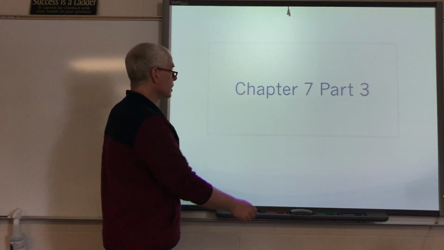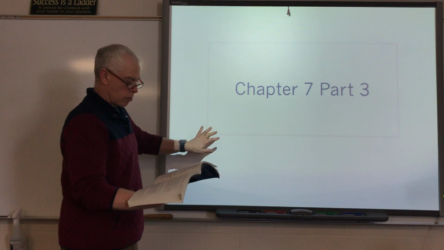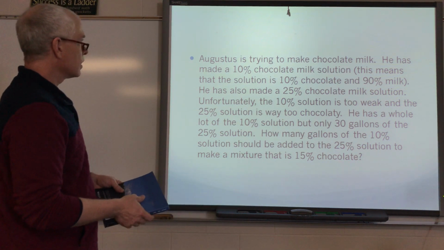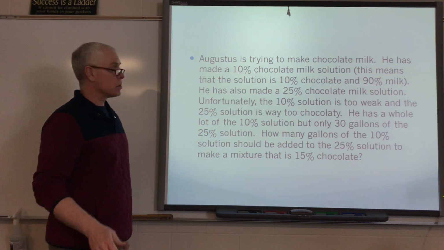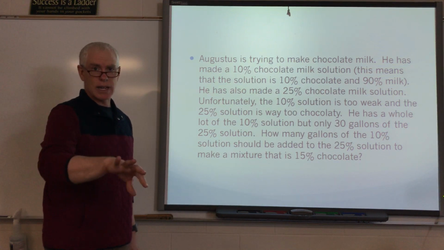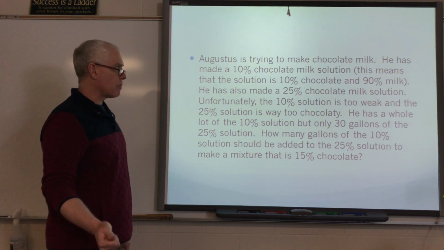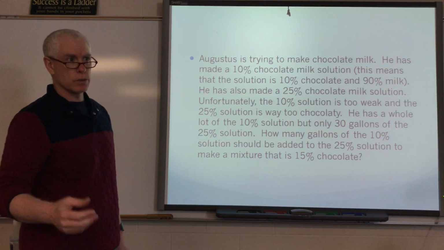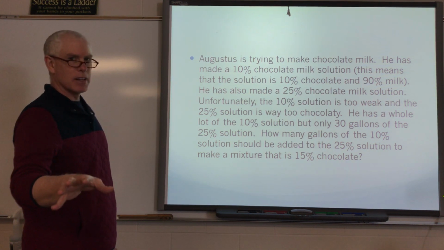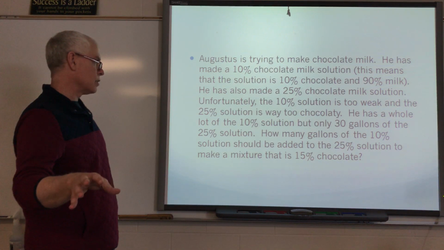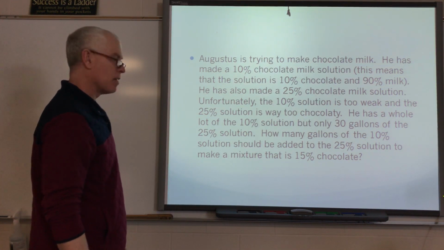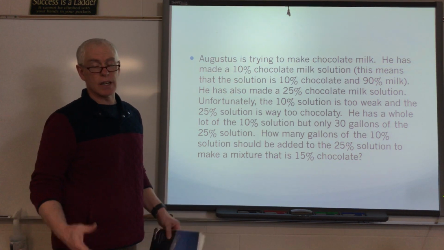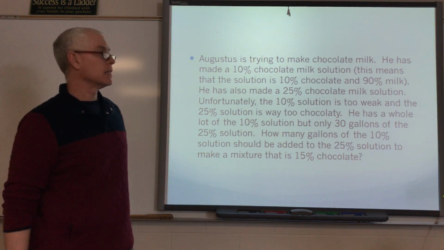So here we go. I am at present looking at page 186 in the Dawg's book. So let's go through this problem together. Augustus is trying to make chocolate milk. He has made a 10% chocolate milk solution, meaning there's 10% chocolate and 90% milk. He also has made a 25% chocolate solution. Unfortunately, the 10% solution is too weak and the 25% solution is too chocolatey. This is funny to me, but he has a whole lot of the 10% solution, but only 30 gallons of the 25% solution. How many gallons of the 10% solution should he make mixed with the 25% solution to get a 15% solution, which he believes is just right?